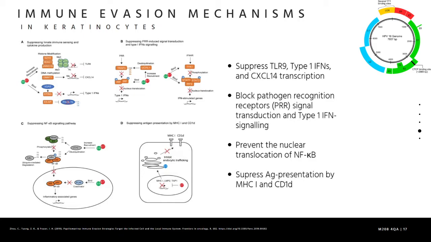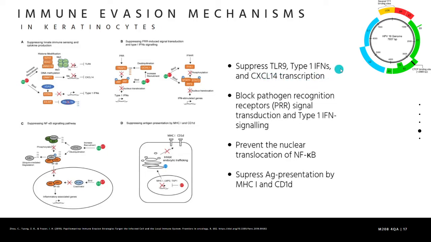evasion mechanisms of HPV and the keratinocytes. So they can suppress TLR9, type 1 interferons, and CXCL14 transcription. And as a result, the host cell will have problems sensing specific danger signals from suppressing TLR9, and it cannot produce the CXCL14 chemokine.